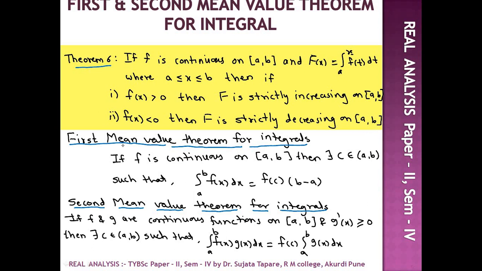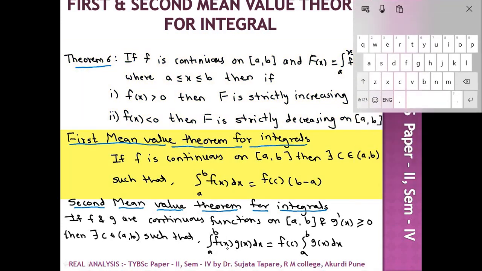Let's go to the first mean value theorem for integrals. If f is continuous on closed interval [a,b], then there exists some c belongs to open interval (a,b) such that integration a to b f(x) dx is equal to f(c) into (b minus a). Similarly, in the second mean value theorem for integrals, we have one more function g(x) such that integration a to b f(x) g(x) dx is equal to f(c) integration a to b g(x) dx.